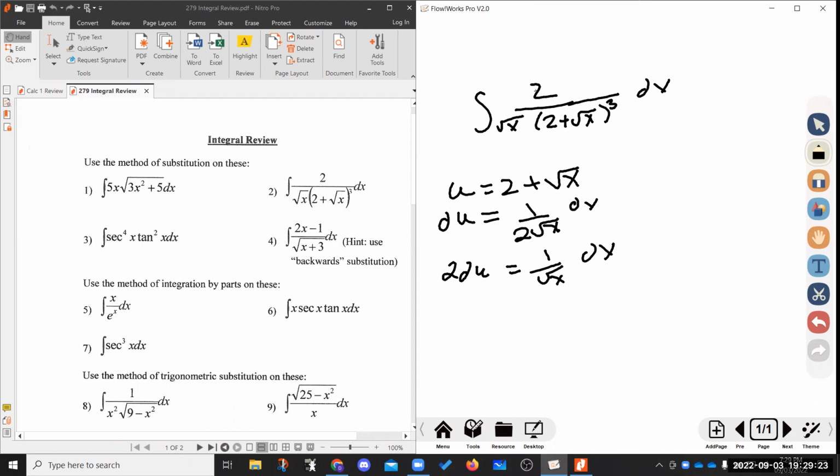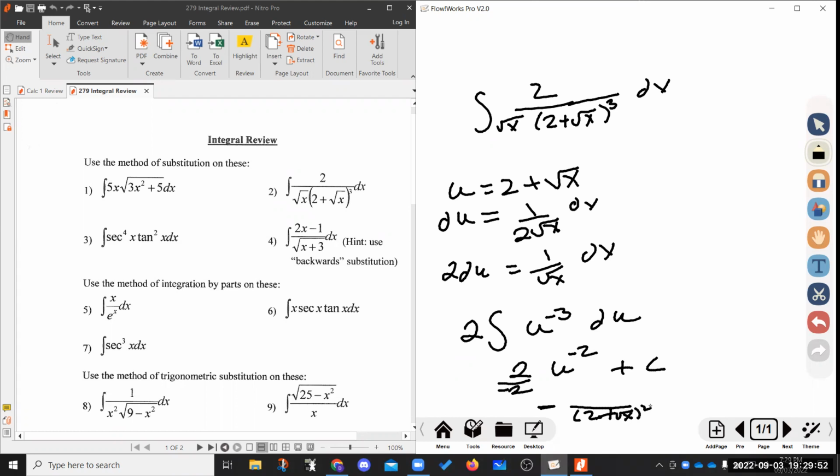I'm going to make my substitutions. That 2 can come out front. This is u to the -3rd du. This is 2 u to the -2nd divided by -2, plus c, which is going to be a -1. And I'm going to put it back in fraction form: 1 over 2 plus root x to the 2nd, plus c.